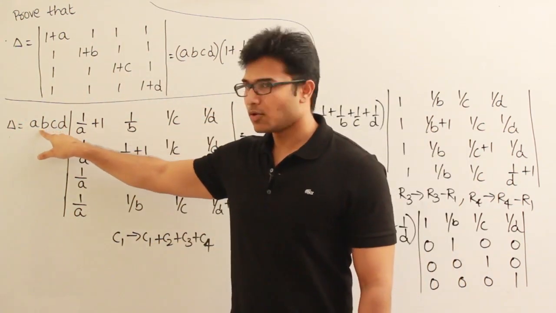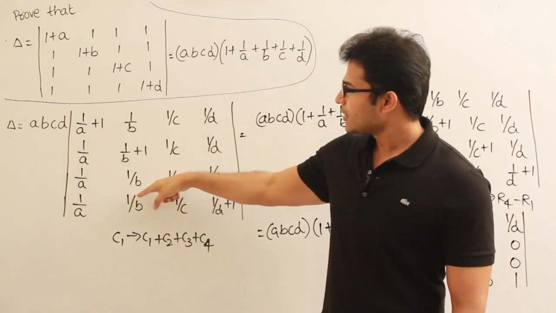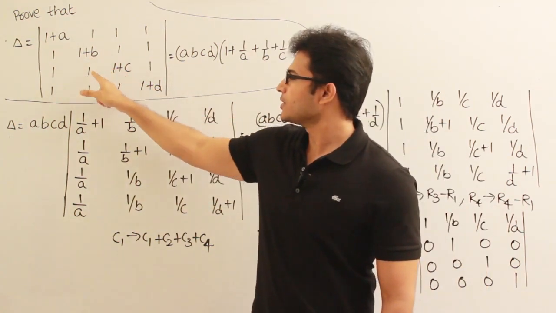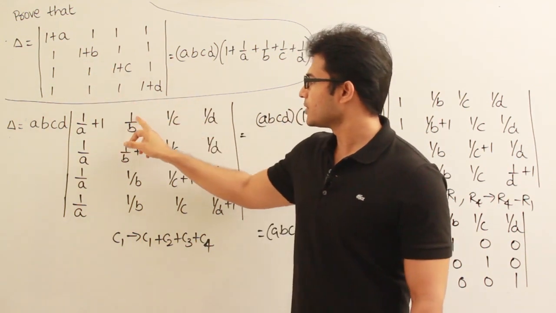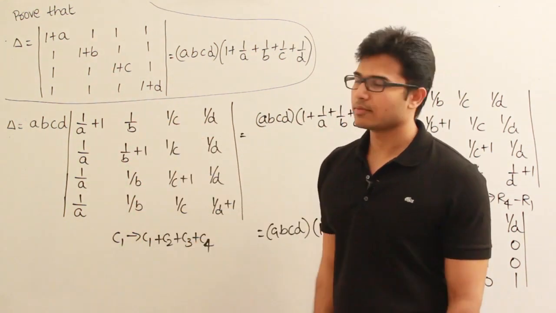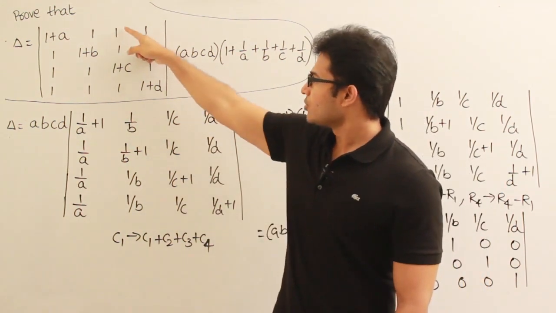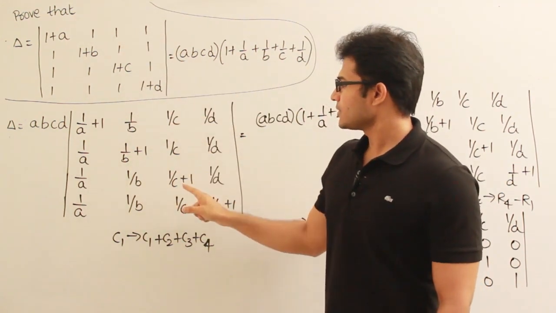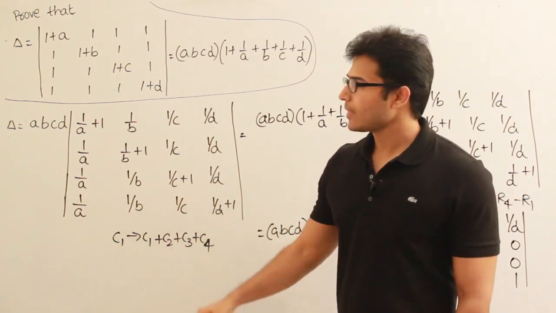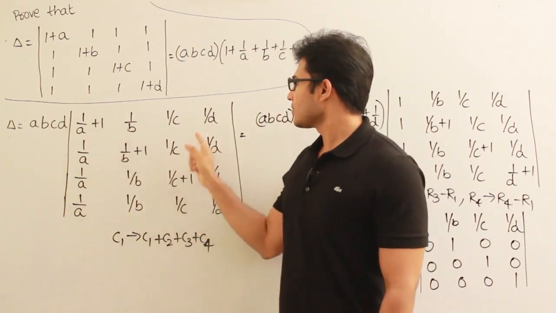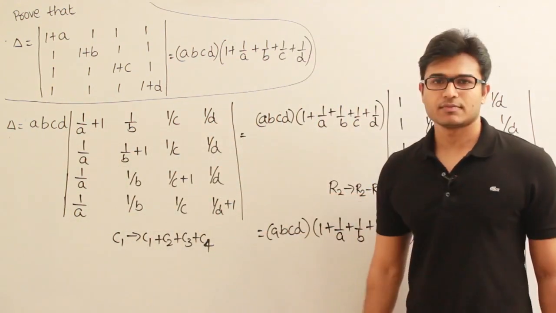So I'm going to write B outside, and here I'll be getting all 1 by B's. 1 by B plus 1, 1 by B, 1 by B, 1 by B, 1 by B plus 1, 1 by B, 1 by B, right? And here I'll be pulling out C as common. So if you pull out C as common, 1 by C, 1 by C, 1 by C plus 1, 1 by C. And in the last one, I'll pull out D as common. If I pull out D as common, I get 1 by D, 1 by D, this one, right?